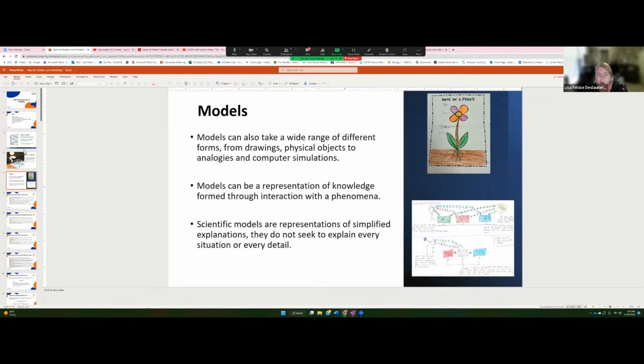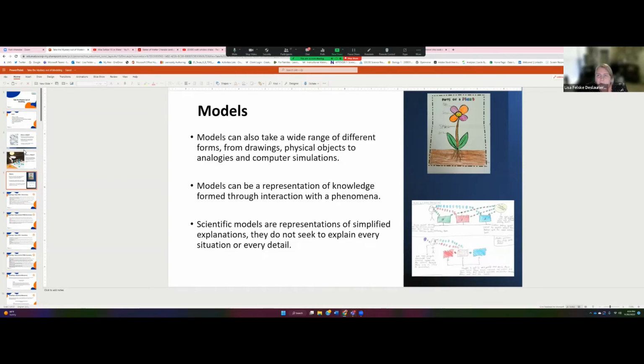It can be a drawing, a physical object, it can be an analogy, or sometimes when we're asking about weather or hurricane models, it can be a computer simulation. But the idea is it's a representation of knowledge that's formed through interaction with some kind of science phenomenon. And you can see two examples here to the side. One is showing parts of a plant and it's labeled. So this is showing you that kids understand the model of the parts of a plant.